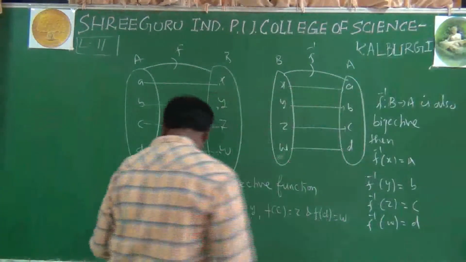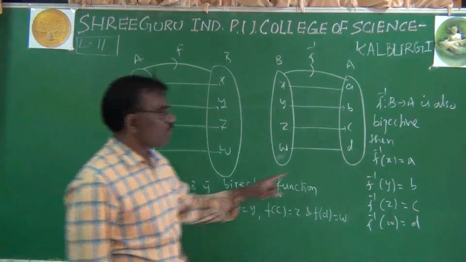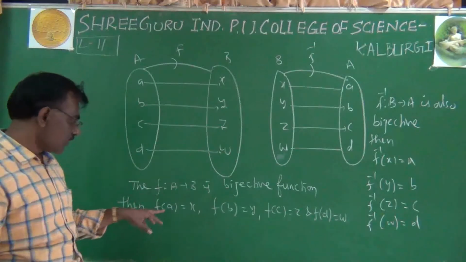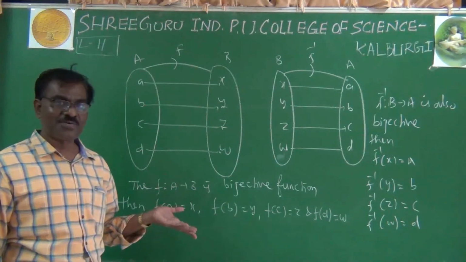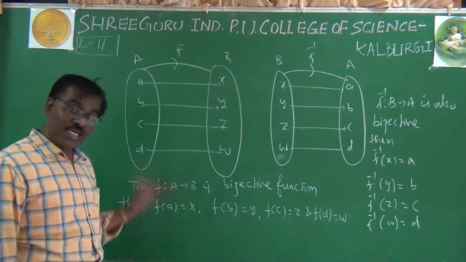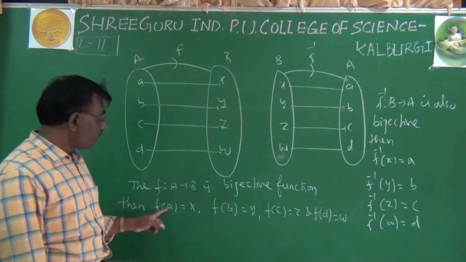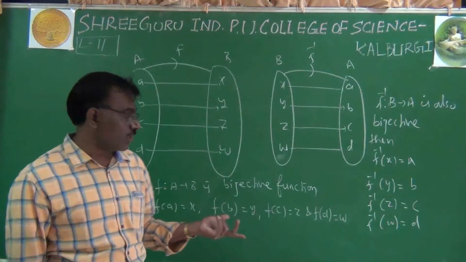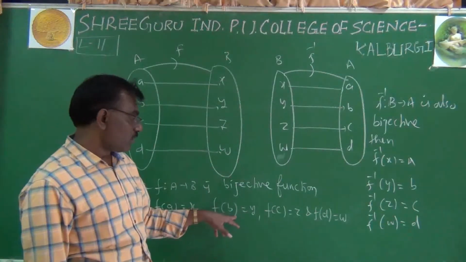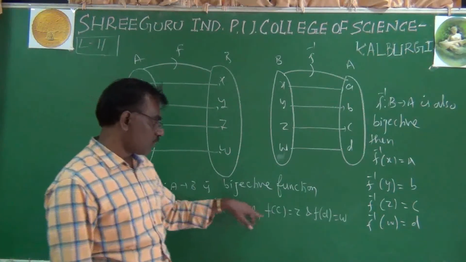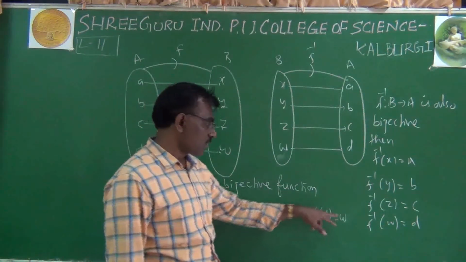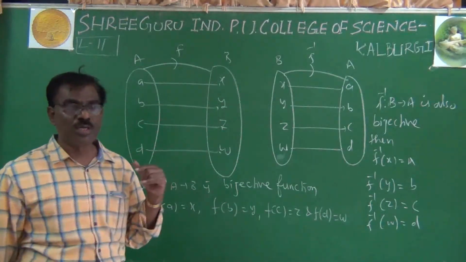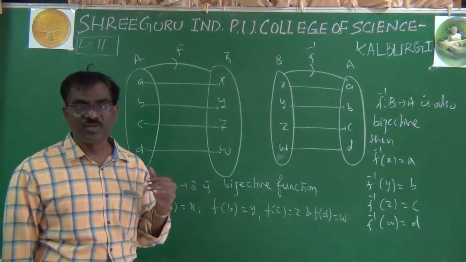Here, the very important thing: f of a is x, so f inverse of x is a. What is the difference? Just interchanging: wherever a maps to x, x maps to a. f of b is y, so f inverse of y equals b; f inverse of z equals c, f inverse of w equals d. So this is just an example, from set A to set B, of how to write the function and the inverse function.